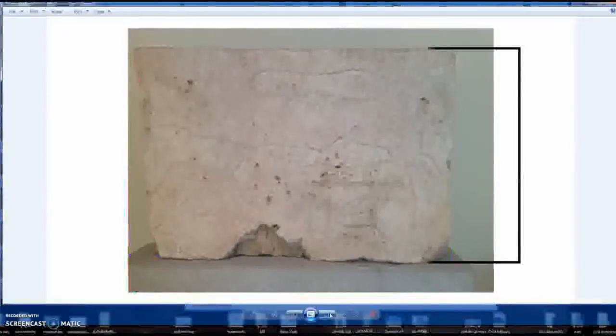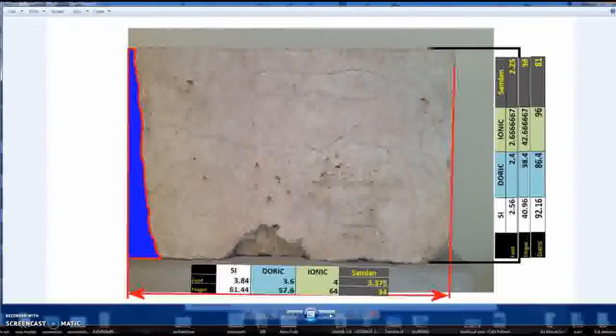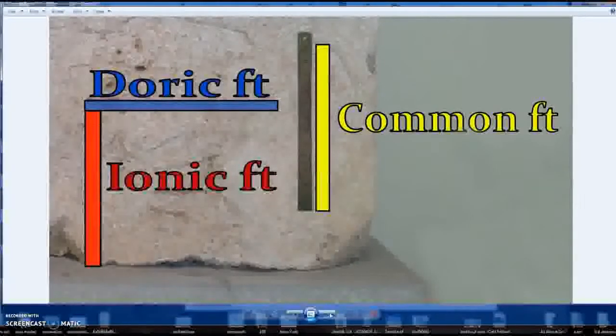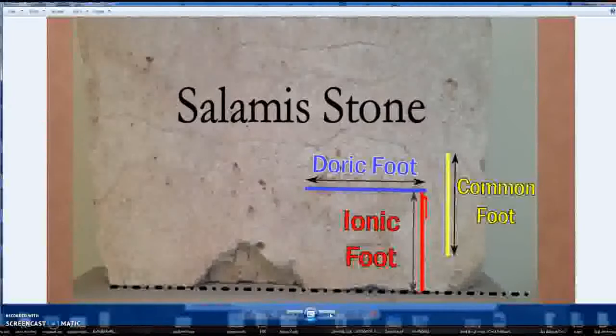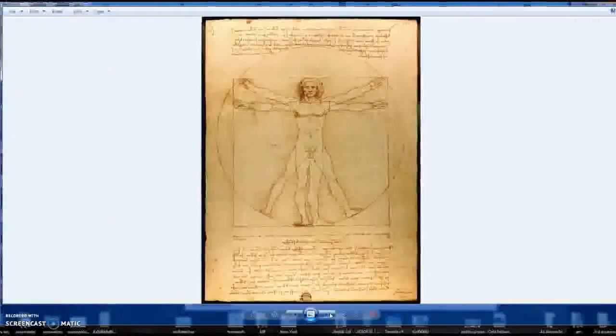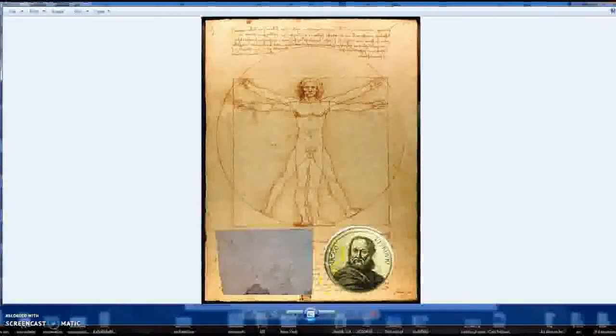So the Salamis Stone, it's loaded, it's a conversion tool, and Doric, Ionic, common feet, as well as the Samian, and that in itself will deliver us to a whole other set of knowledge. Now, Vitruvian, well, remember, Roman architect Marcus Vitruvius, who wrote about Greco-Roman architecture, the writings of it really come down through Vitruvius. We have Vitruvian Man by Da Vinci, which is at the phi ratio as well.